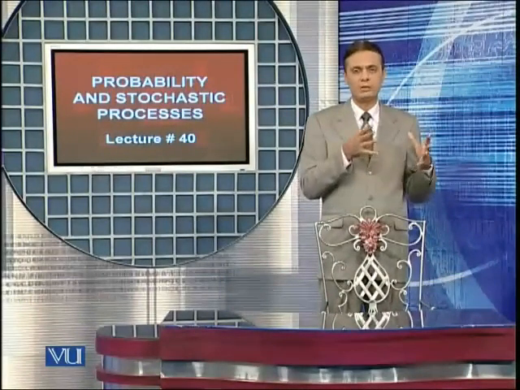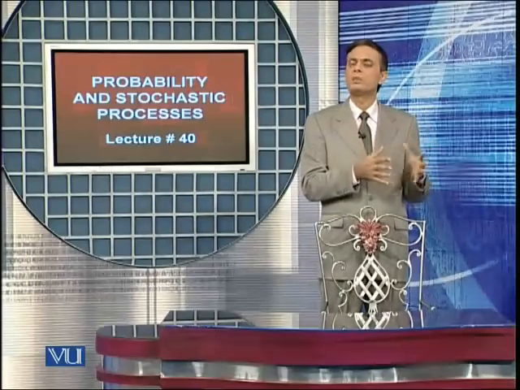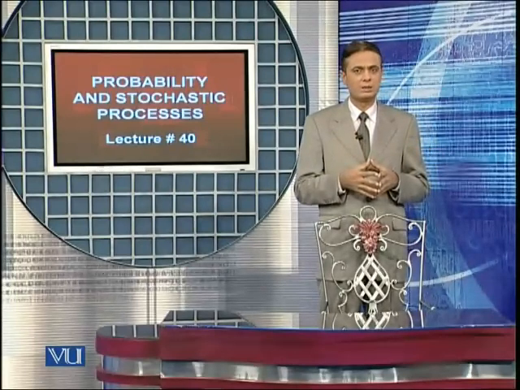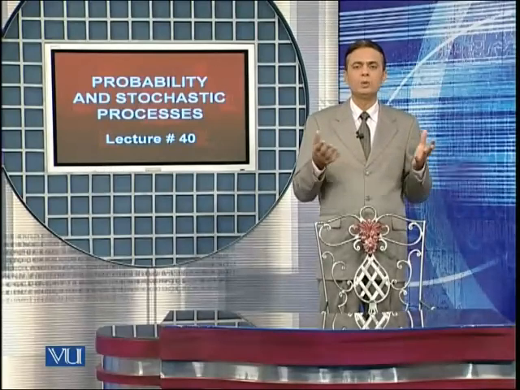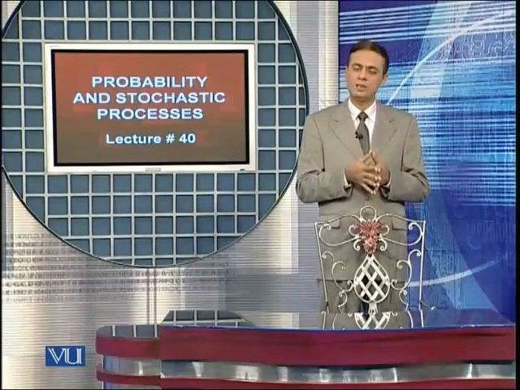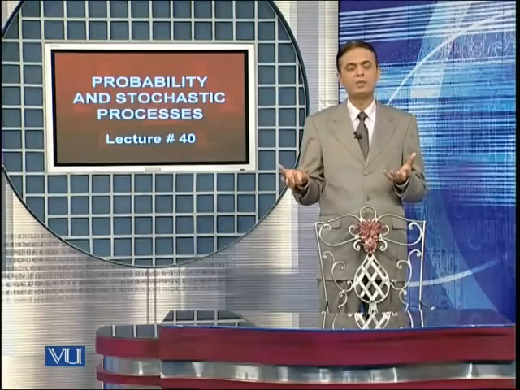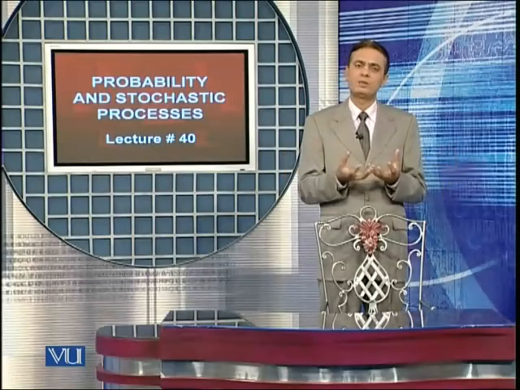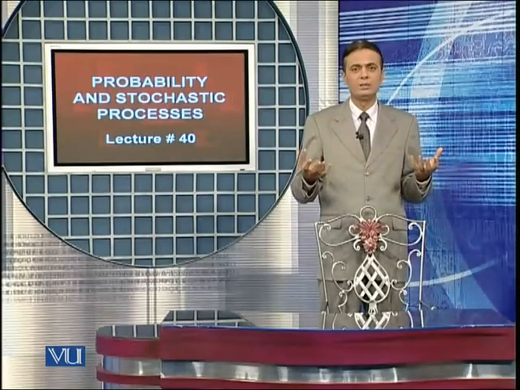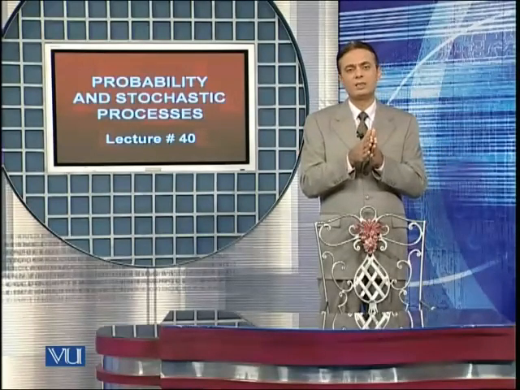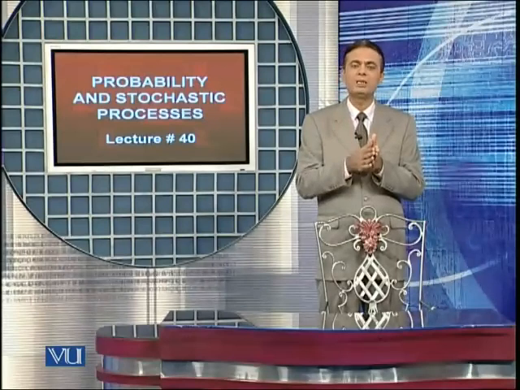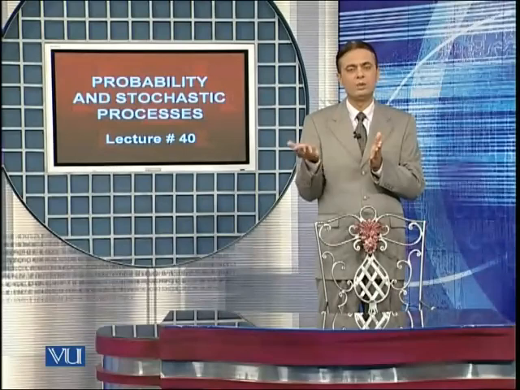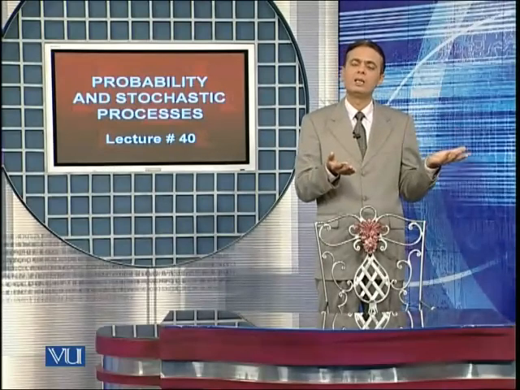But you can have finite state space Markov chains which have more than one recurrent state. An example is two gamblers gambling against each other. One has X rupees, the other has Y rupees. So the total sum is X plus Y. When they start somewhere and then start betting, the results of the bet are such that one of them loses 1 rupee and the other gains 1 rupee.